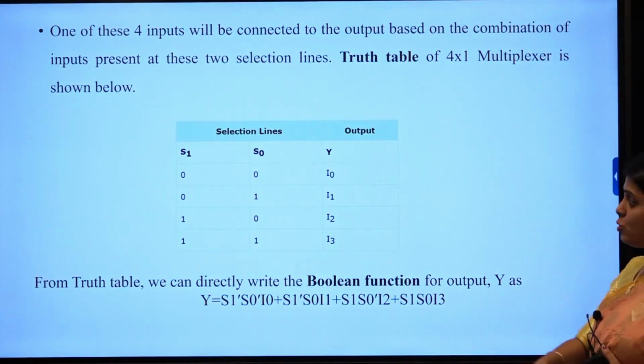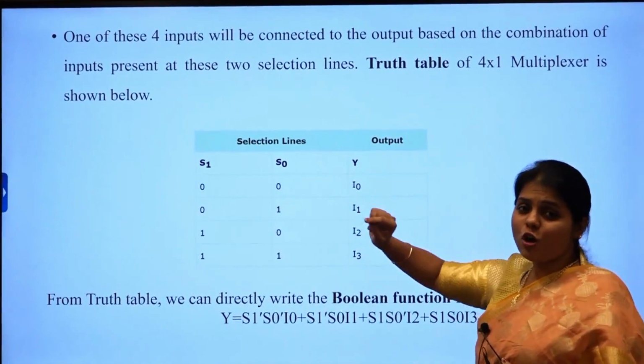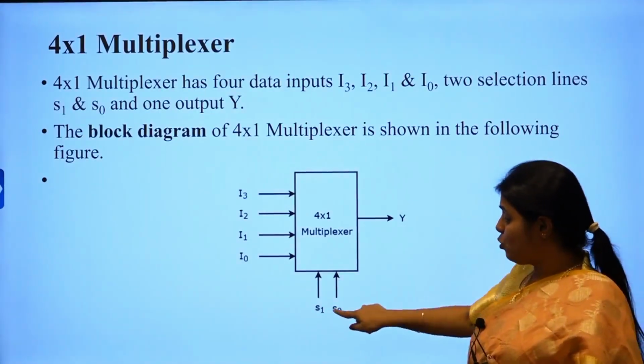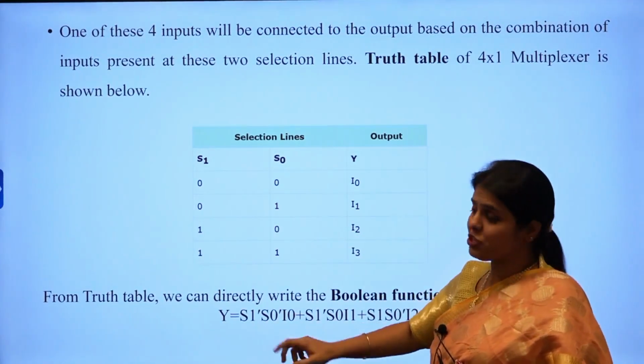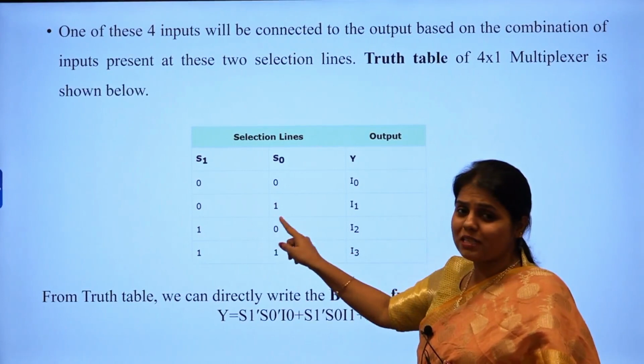So when I look into the truth table, I'll mention my select inputs. So how many select inputs did I take? I've taken 2 select inputs, S0 and S1. So for S0 and S1, I'll have 4 combinations: 0 0, 0 1, 1 0 and 1 1.